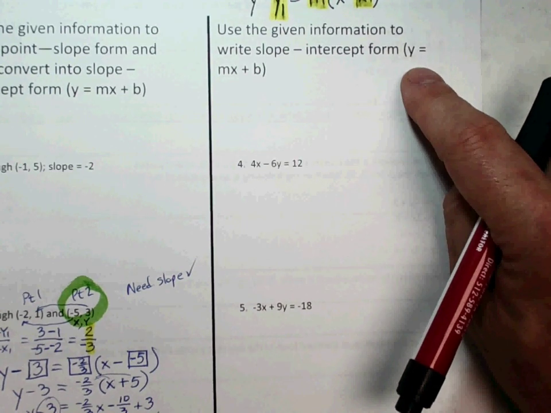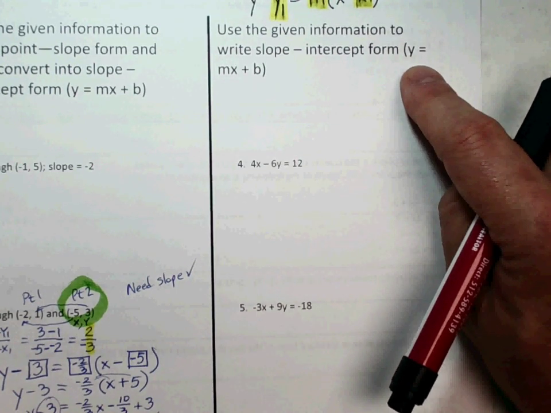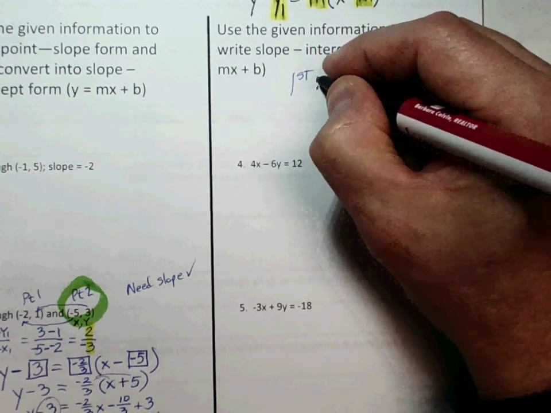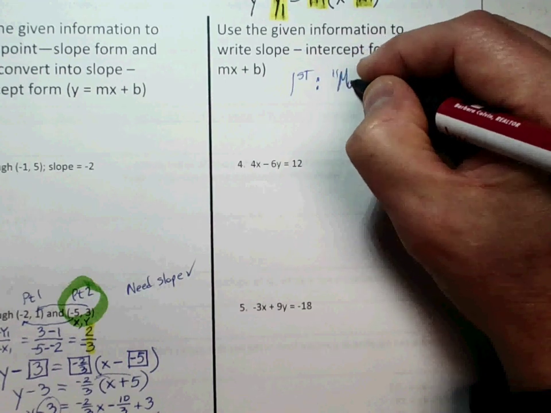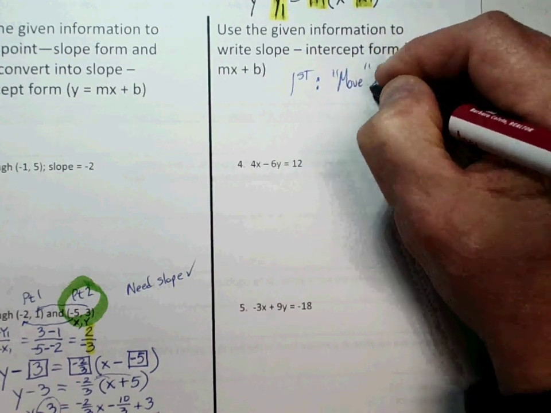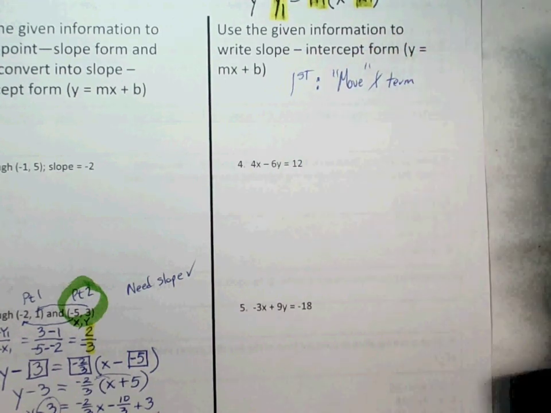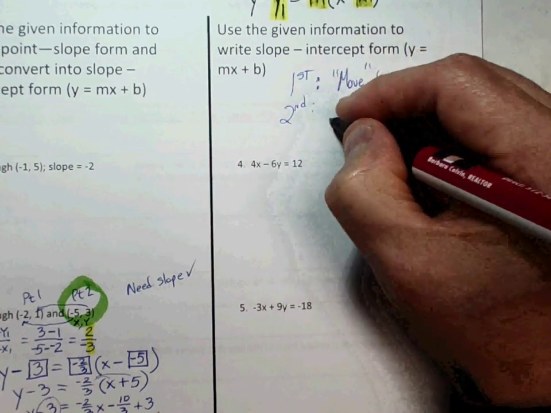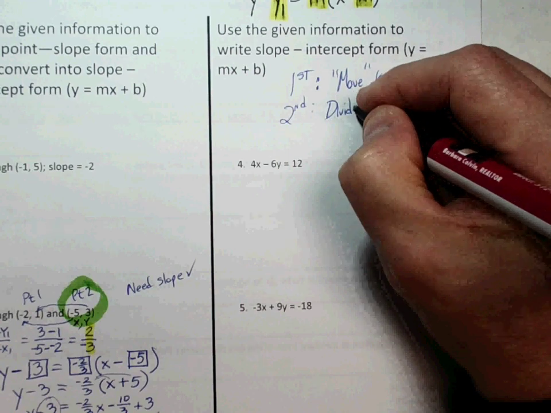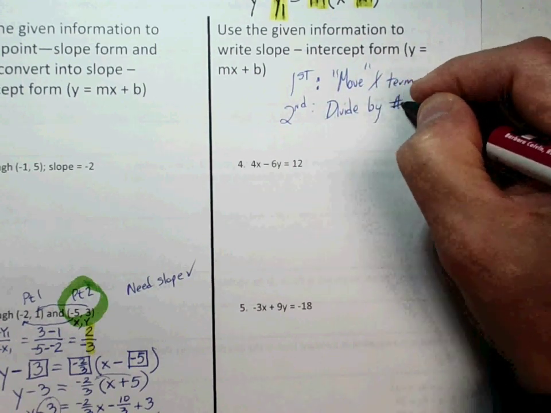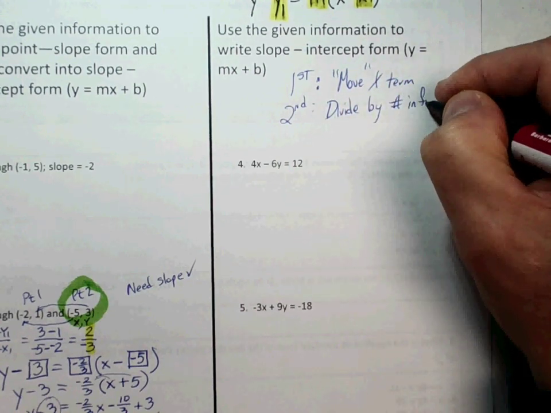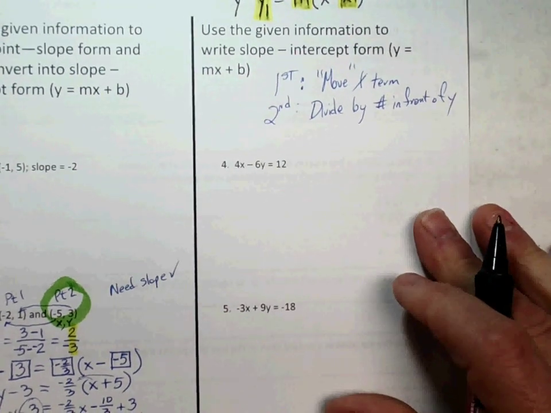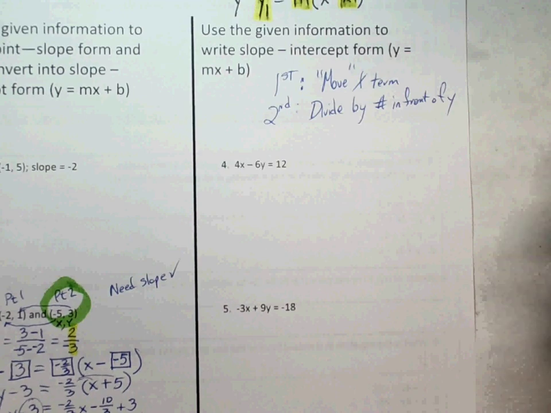And we've actually been doing this for quite a while. Okay? So the first step is to move the x term, either with addition and subtraction, and the second step is divide by the number in front of y. That's it, every time.